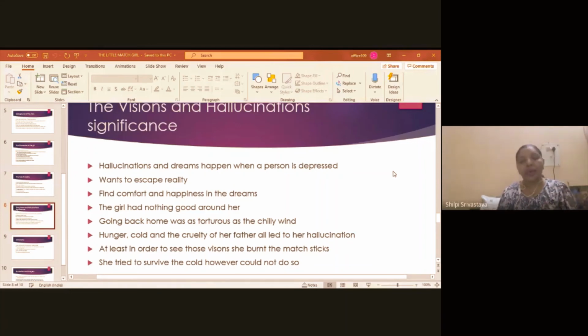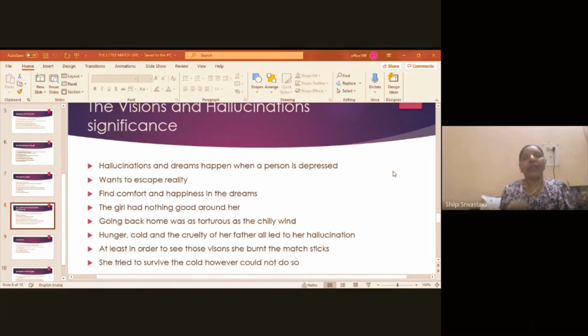At least in order to see those visions, she burnt the matchsticks. She burnt the matchsticks one after the other, not only to keep herself warm, but the matchstick has a significance. The little light that emerged from the matchstick was a light of hope, a ray of hope for her. Because as we know, a matchstick cannot give you warmth, right? But then, she was trying her best to do what she could to keep herself alive.